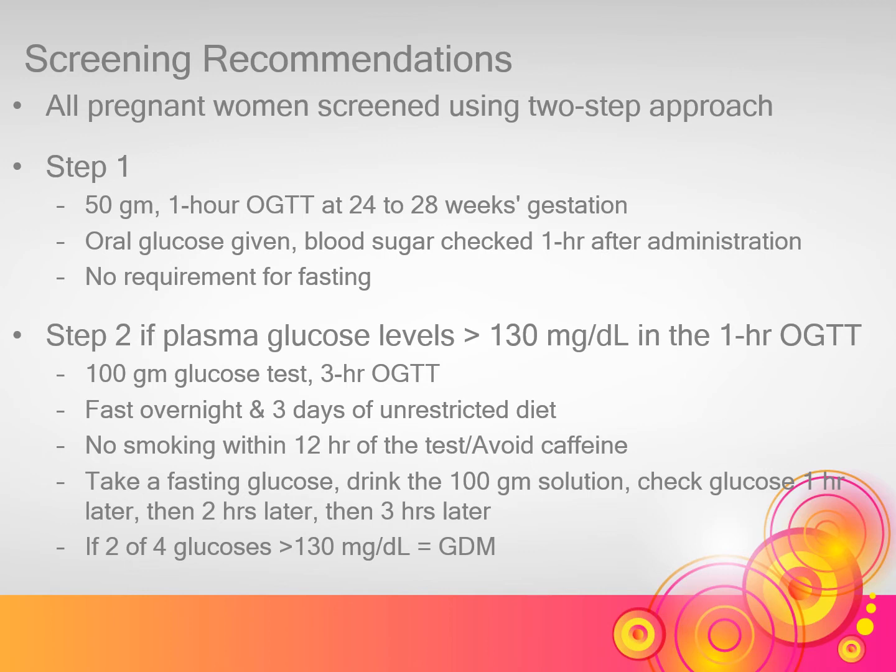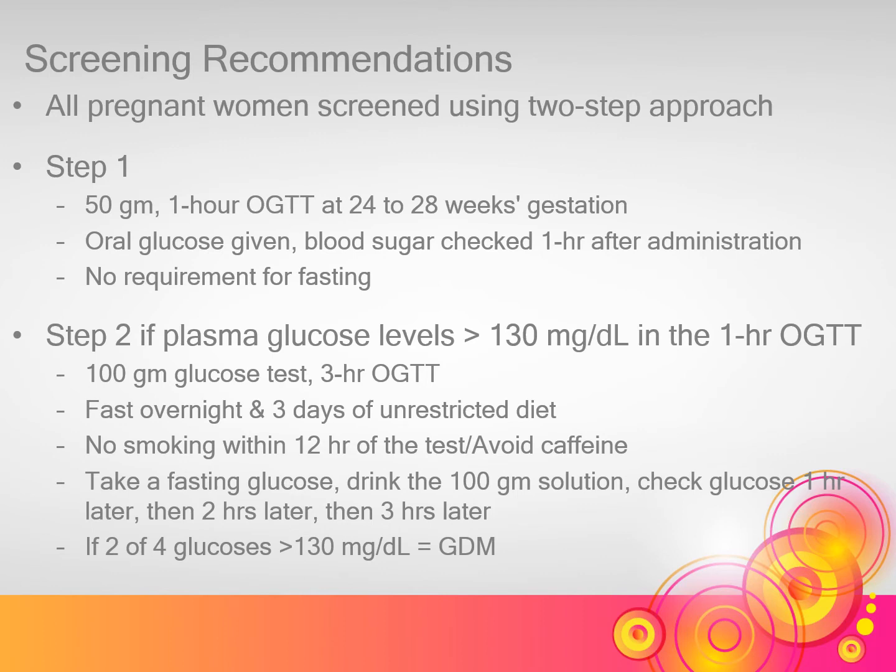They undergo a 1-hour oral glucose tolerance test where they drink 50 grams of oral glucose, known as glucola. After they drink the glucose, their blood sugar is checked 1 hour later. For this particular test, there is no requirement for fasting. Now, if the plasma glucose level in step 1 is greater than 130, then they move to step 2.